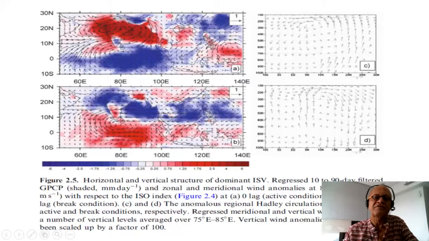monsoon related activities here. During the break period you switch things around, so you can see this whole thing has become negative with some differences, and again the relation here and the relation here. You have the cyclonic circulation here, the anticyclone, cyclone kind of thing with the corresponding local Hadley cell.